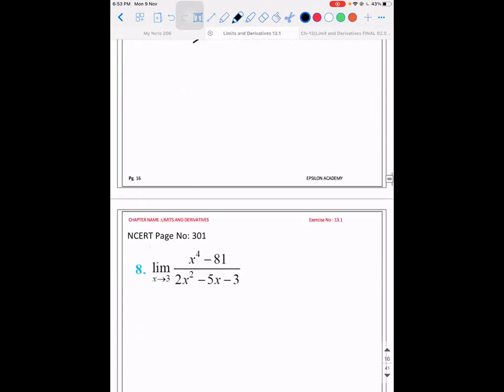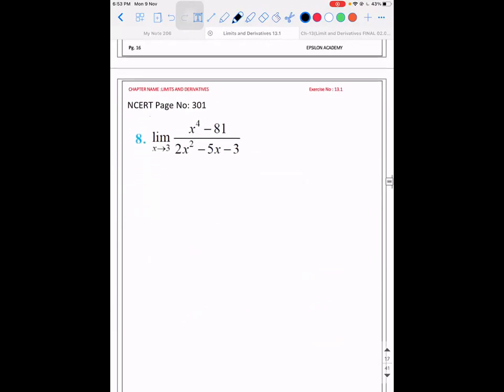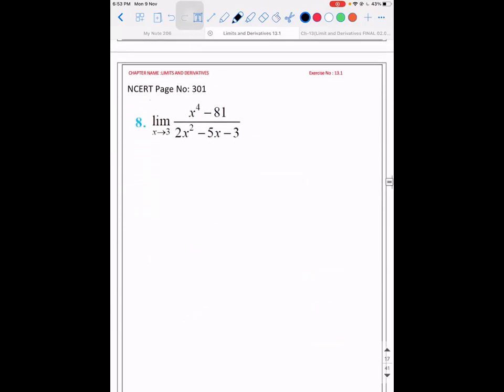Okay. Similarly, limit x tends to 3, x power 4 minus 81 by 2x square minus 5x minus 3. So when you substitute, in the numerator 3 power 4 minus 81, divided by 2 into 9 plus 5 into 3 minus 3. So 81 minus 81, 0. 18 minus 15, 0 only, no? 3 minus 3, 0. So we have to again factorize it.